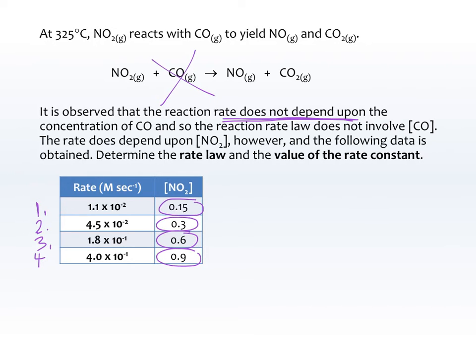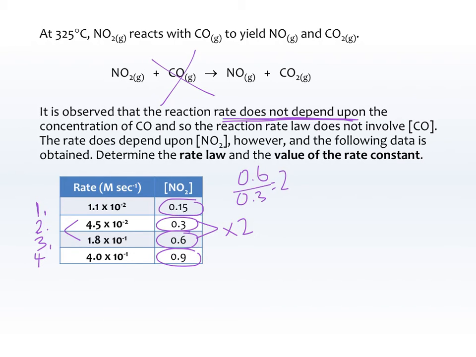You can pick 1 and 2, or 2 and 3, or 3 and 4, or 1 and 5. It doesn't really matter. I'm just going to pick 2 and 3, because why not? From 0.3 to 0.6, I noticed that they doubled the concentration. So what happened to the rate when the concentration doubled? I noticed that it was doubled because I did 0.6 divided by 0.3, and that's equal to 2.